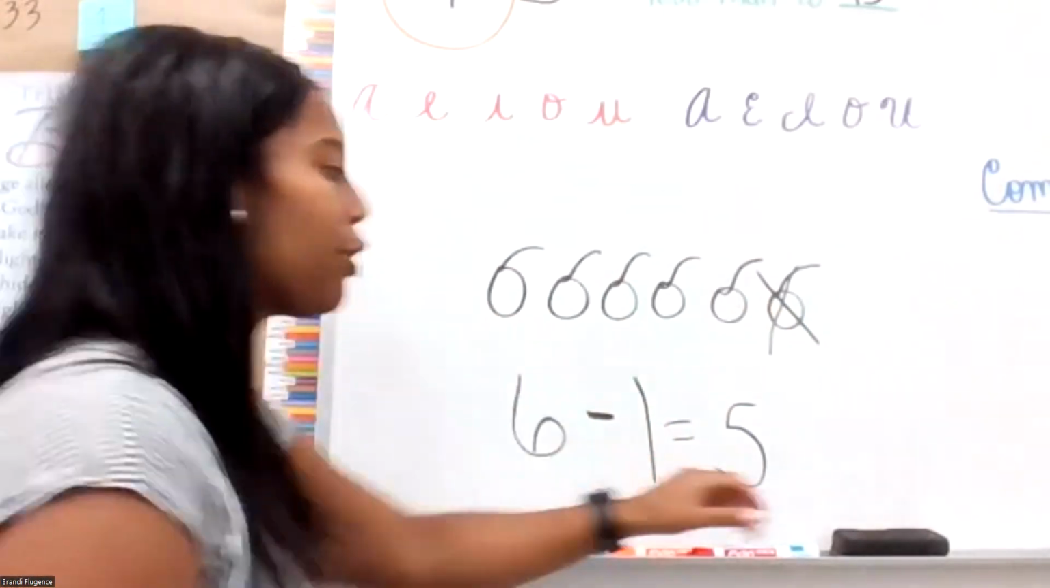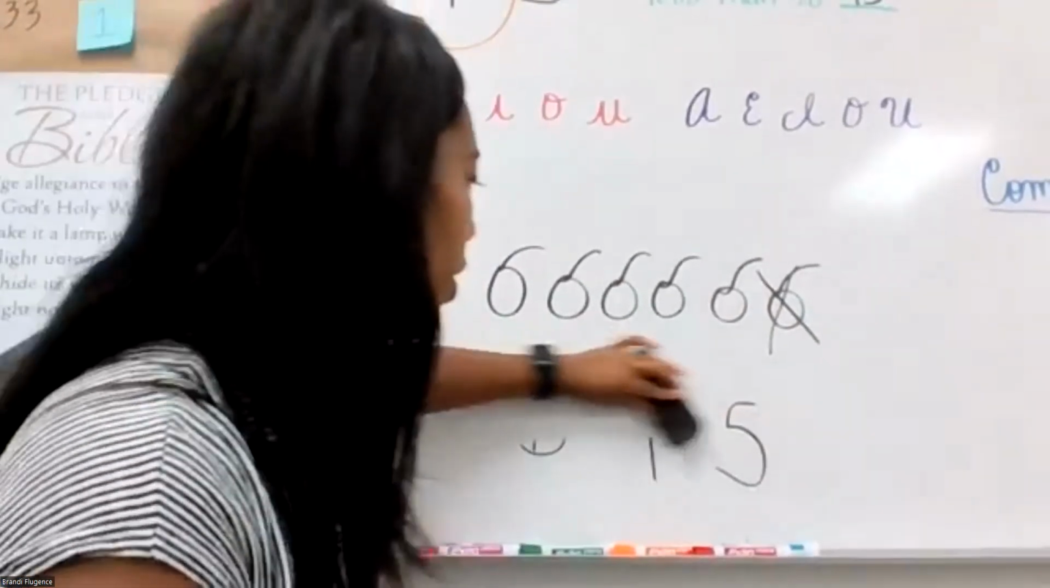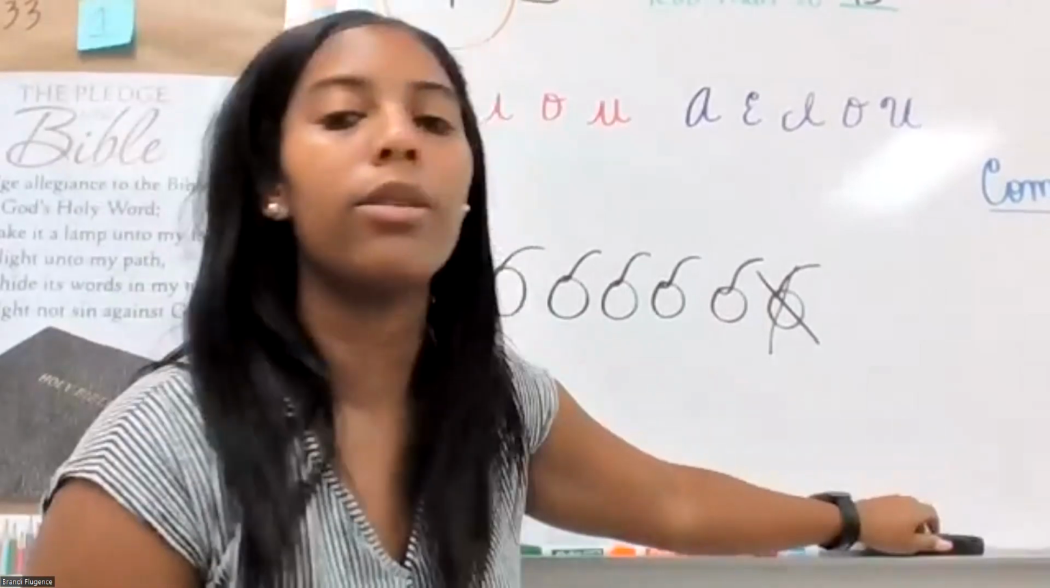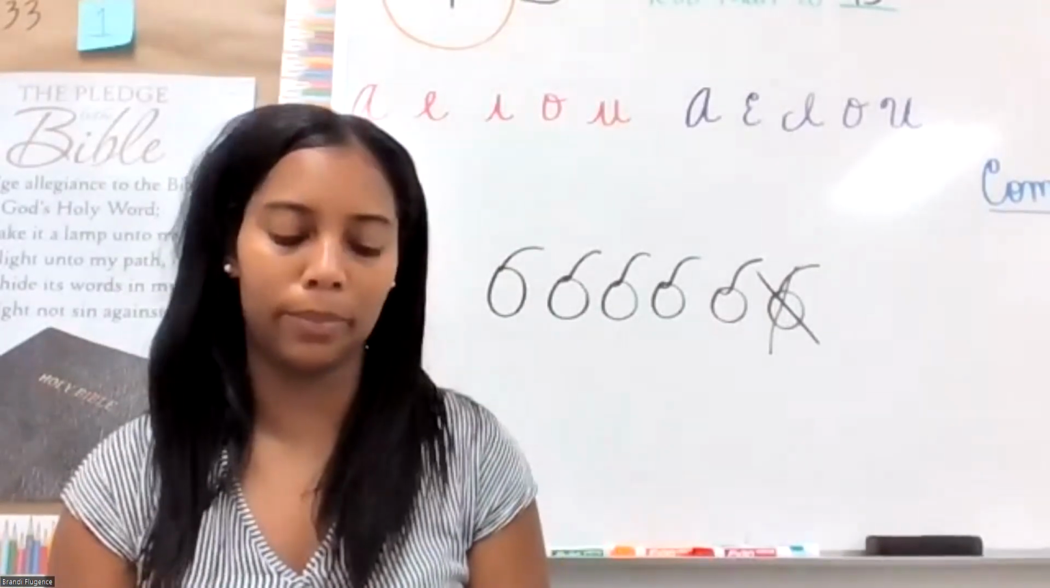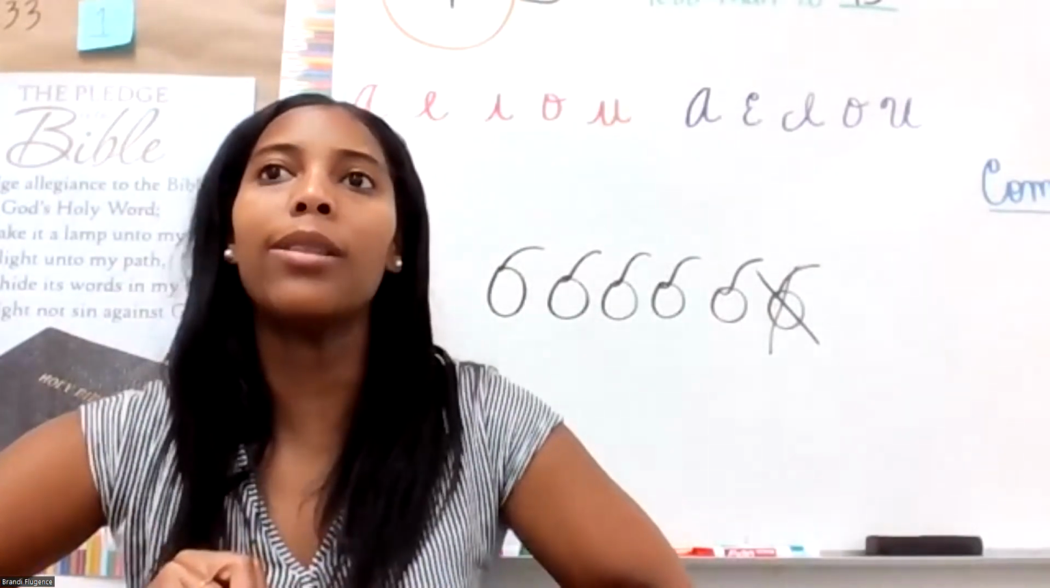All right, so now you try your own. Some went away. So have a certain amount and then lose some. We understand?